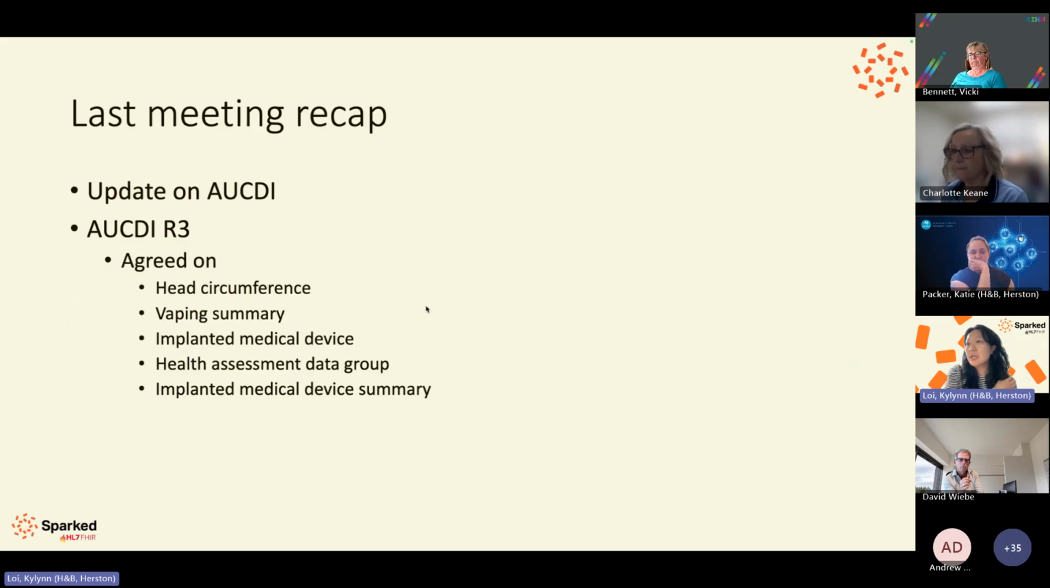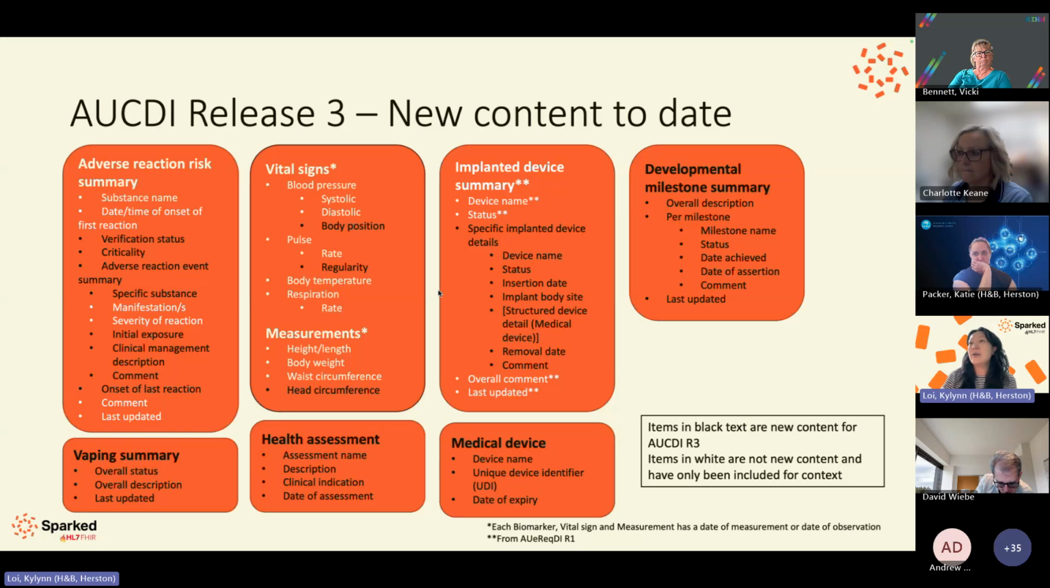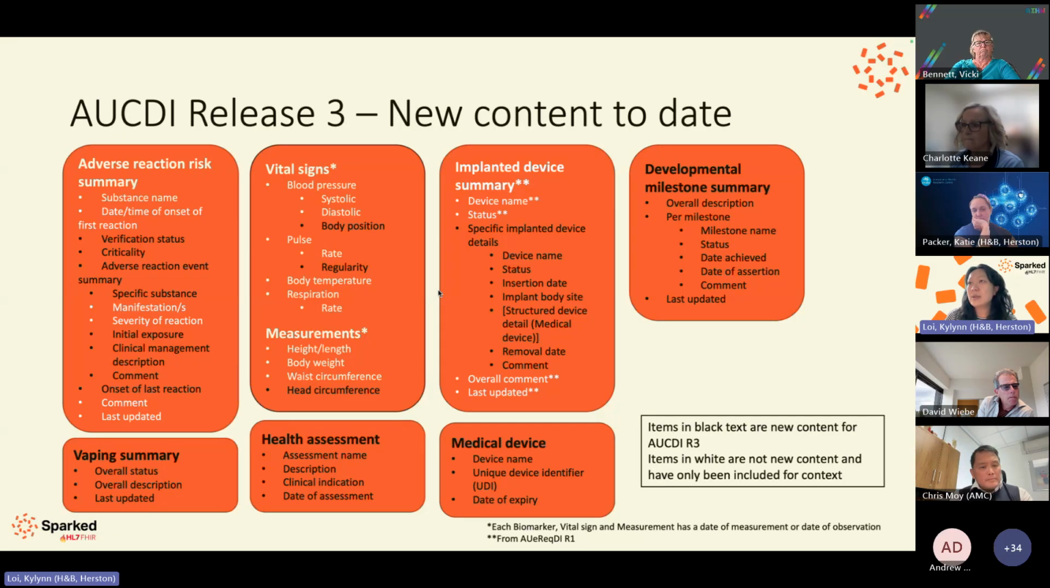So in our last meeting recap, we did an update on AUCDI, and we agreed on the head circumference, vaping summary, implanted medical device, health assessment data group, and implanted medical device summary. So what that looks like now is like this. The things marked in black are all the new things that will be in AUCDI R3, and I've just popped the white ones in there to round it out and give some context.